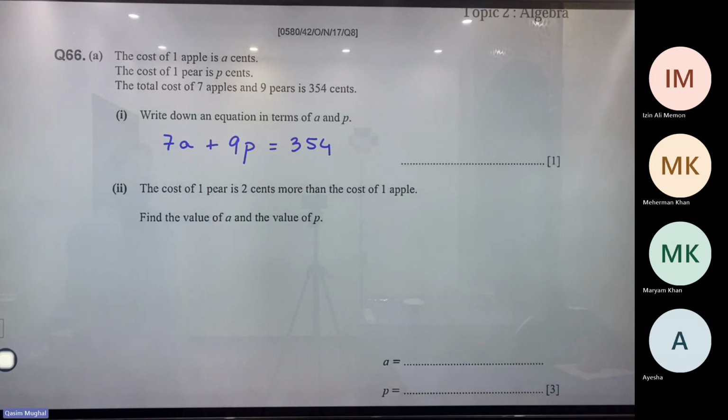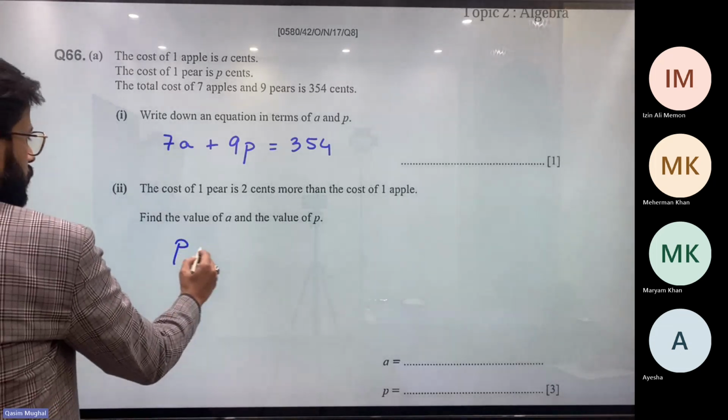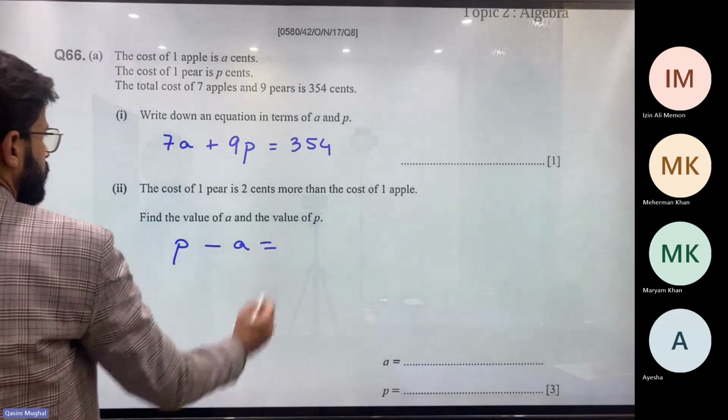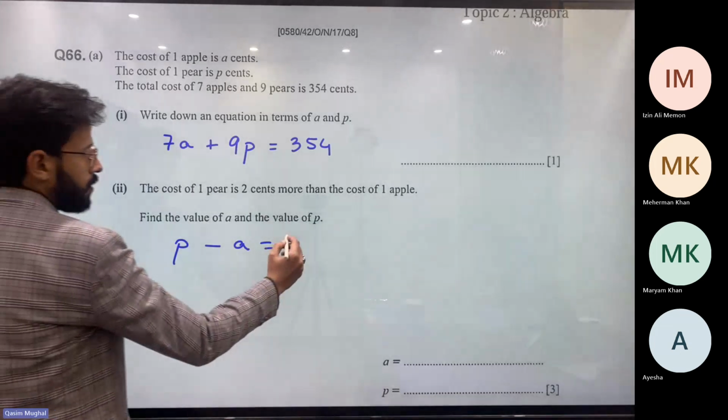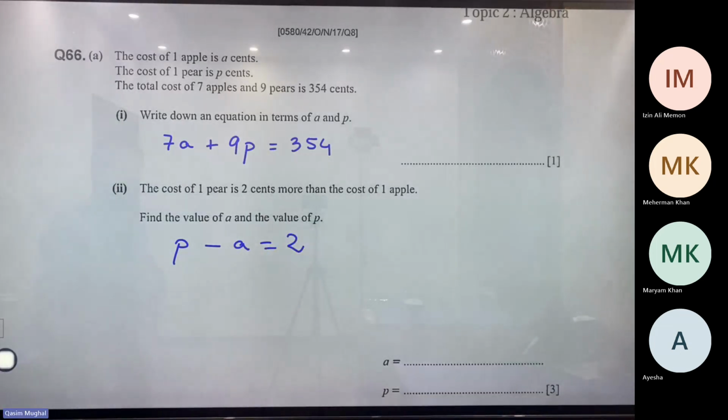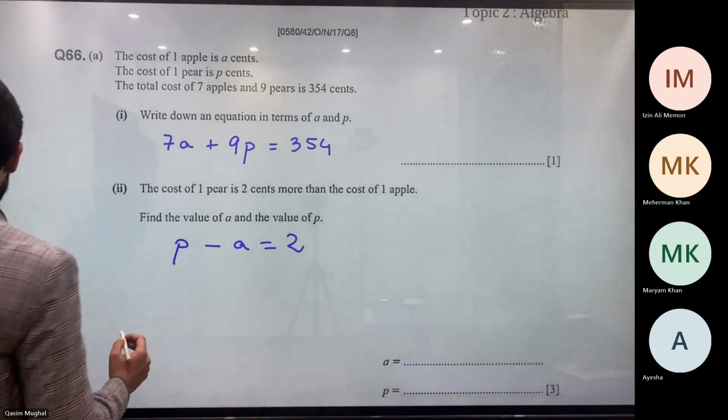Another: the cost of one pear is 2 cents more. Again, the difference statement has come. Which is expensive? Pear. Cost of pear minus cost of apple. What is the difference? 2. The second equation has come. Solve both simultaneously. Let's use the elimination method, so arrange them first.